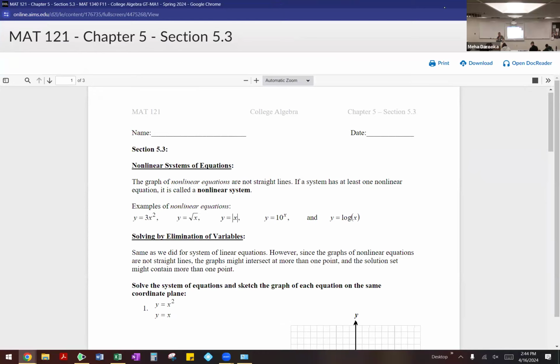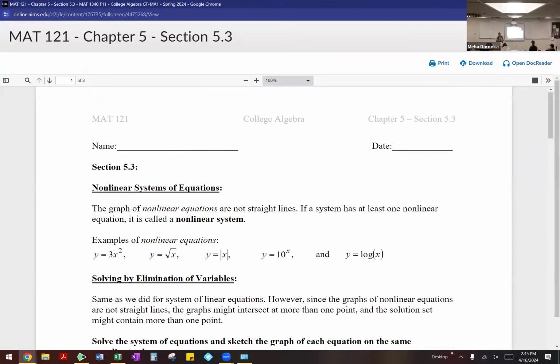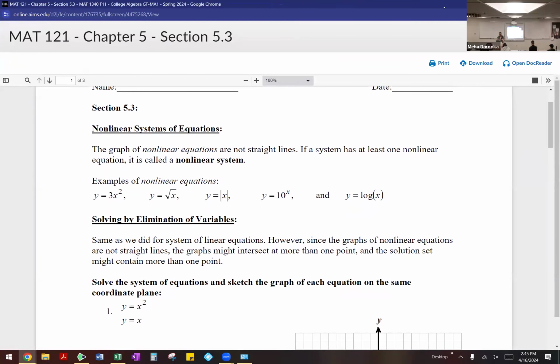And this is actually where a lot of the stuff we did in section 5.1 as review will show up. So you will be able to use graphing for some of the simpler systems to solve them and stuff like that. Okay, so a graph of nonlinear equations is not straight lines, therefore the term nonlinear. If a system has at least one nonlinear equation, it is called a nonlinear system. So not all equations have to be nonlinear, right? Even if just one of them in the system is nonlinear, the whole system becomes nonlinear.